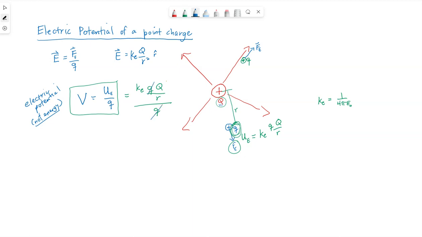Coming back to this equation, that little test charge, probe charge, disappears, and we find that the electric potential at that particular location, this distance r, there's a voltage value or electric potential value that depends on how much charge we have creating the electric field, and then how far away we are from the charge. This equation is specific to point charges.